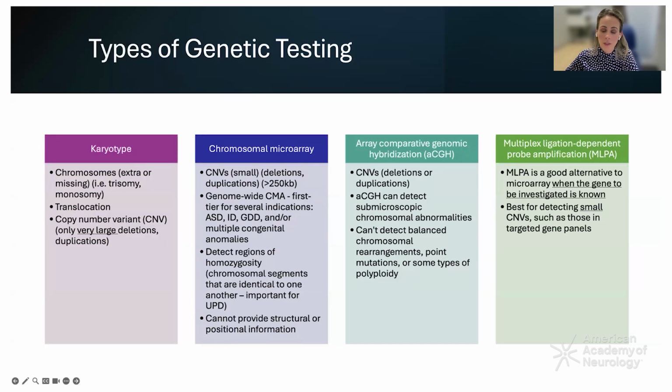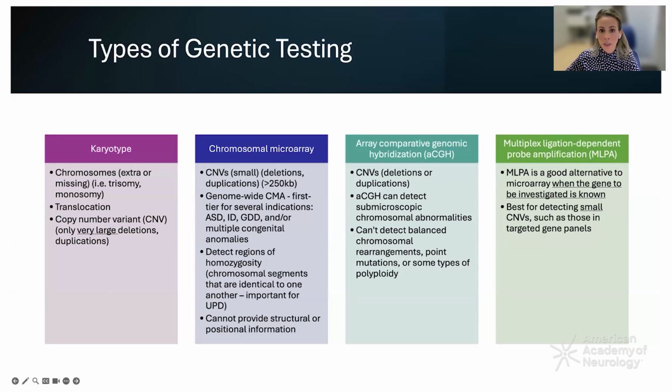CMAs can also detect regions of homozygosity or chromosomal segments that are identical to one another. Identification of these regions of homozygosity enables the potential detection of conditions that can be caused by uniparental disomy, which occurs when a person receives the 2 copies of a chromosome or a part of a chromosome from only one parent. A limitation is that it cannot provide structural or positional information about the variants.